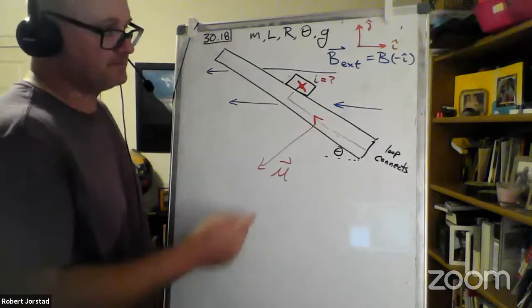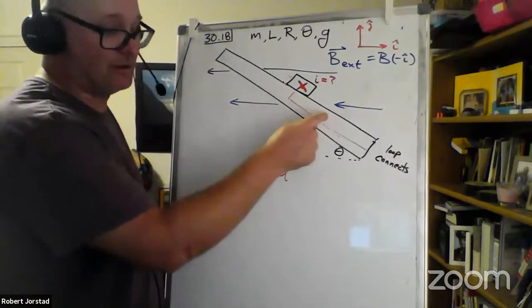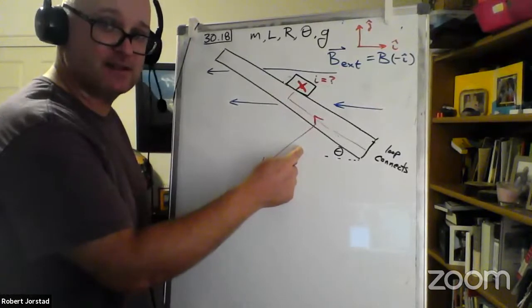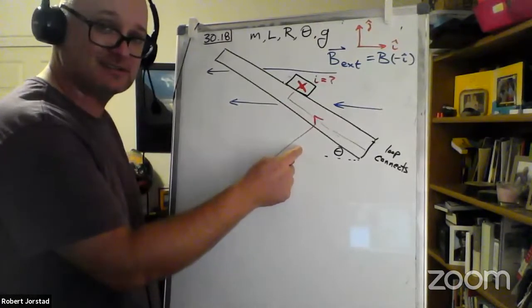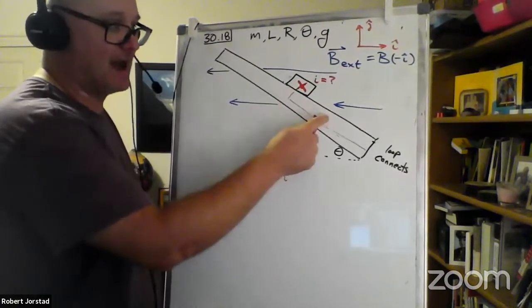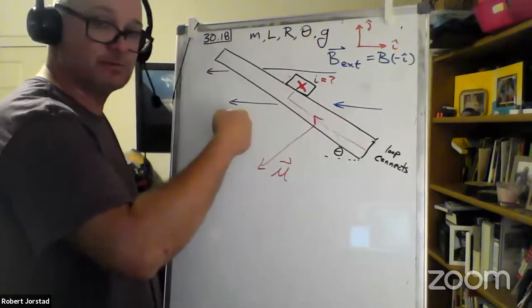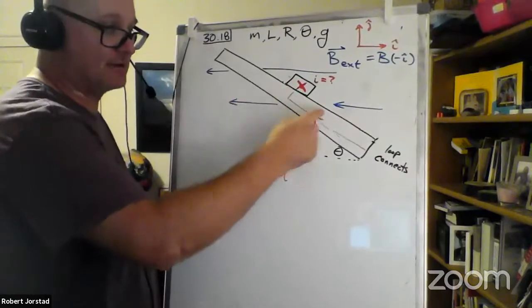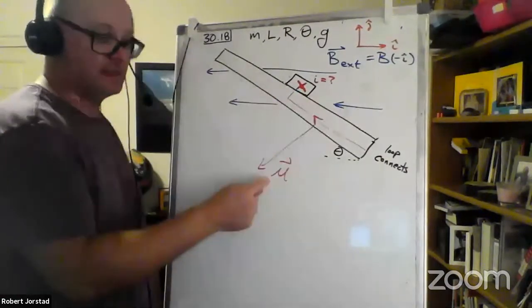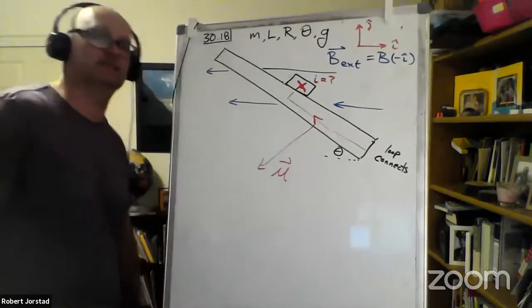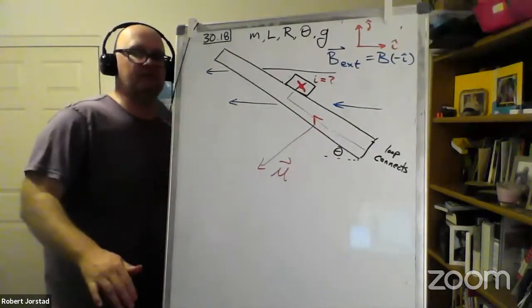Let's see. As this thing falls down, does this try to replace the flux that was lost? As it falls down, I lose some magnetic field going this way through the loop. As this goes down, if this was the current direction, this would try to replace the lost flux. This is correct. Did that make sense?